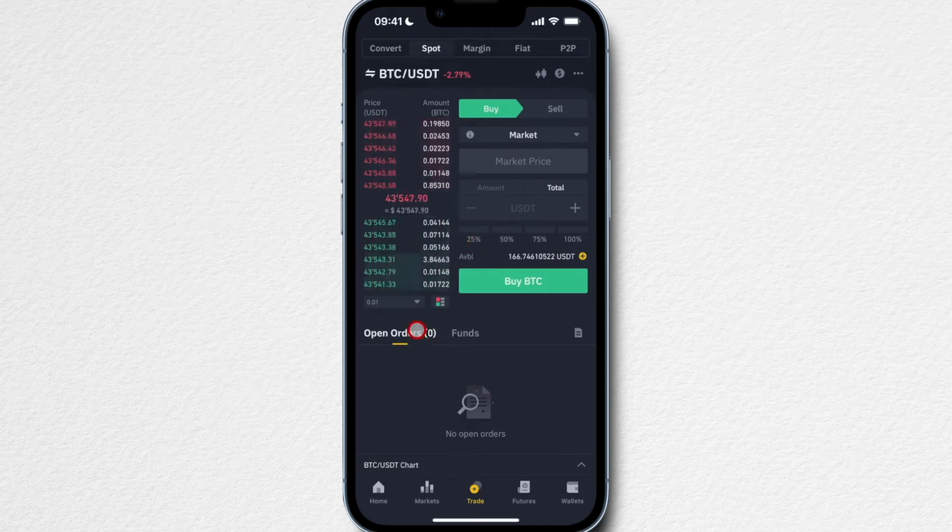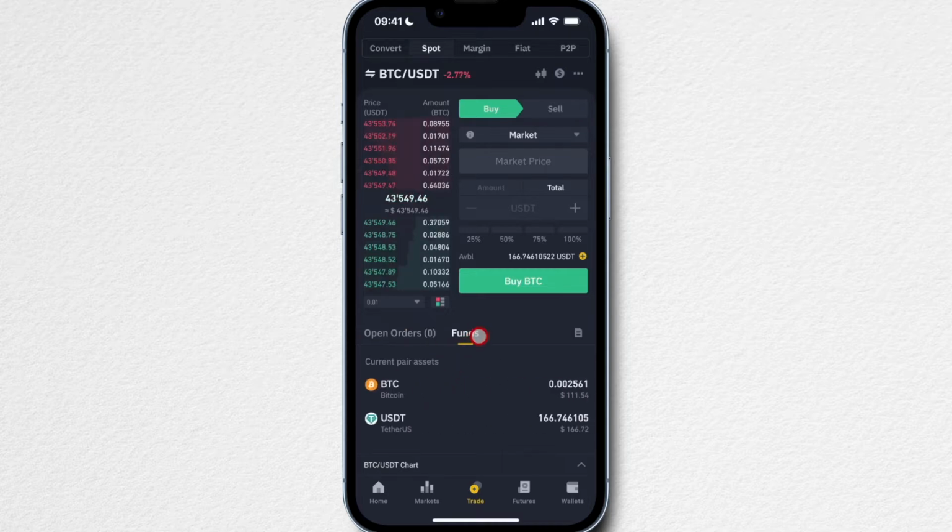Then on the bottom, you can see all the open orders that haven't filled yet and the funds that you have available. So the funds that you need for this specific trading pair. For example, I have some Bitcoin here and I also have some US dollar Tether. So I'm able to trade here using this trading pair.